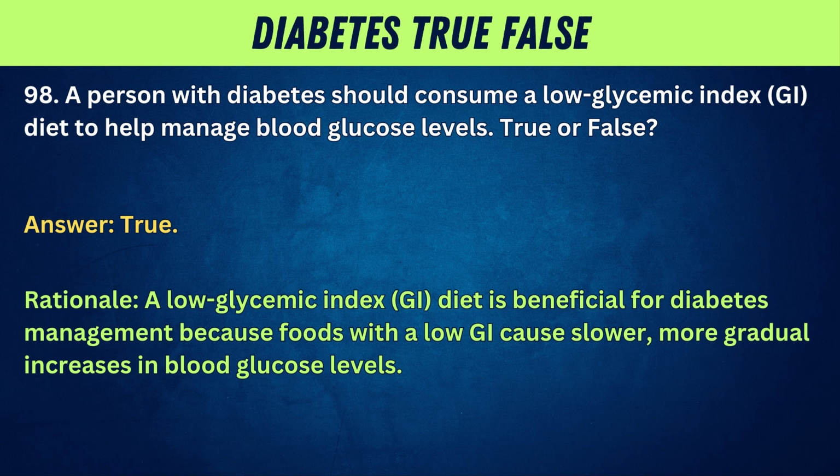98. A person with diabetes should consume a low glycemic index (GI) diet to help manage blood glucose levels. True or false? Answer: true. Rationale: a low glycemic index (GI) diet is beneficial for diabetes management because foods with a low GI cause slower, more gradual increases in blood glucose levels.